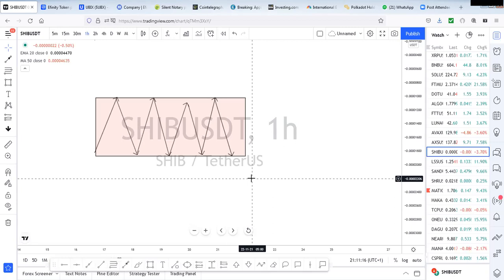So what I mean by this statement is that, as you can see, this market is moving sideways. It's no longer creating higher highs and higher lows. It's just moving right in a horizontal manner.